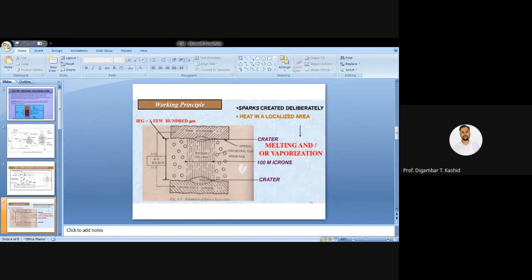So now I request all of you, please draw this diagram and this one. This is very important. I will give 2 minutes to draw this diagram. Please draw, this is very important.